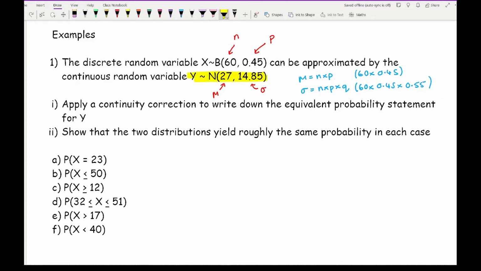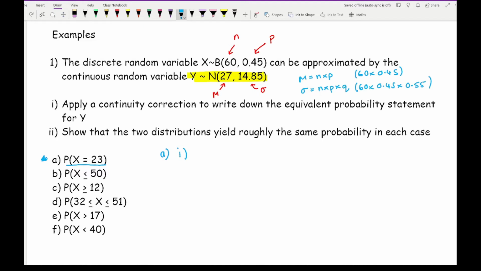Now in this question it says apply a continuity correction and write down the equivalent probability statements for y, and then the second part asks us to show that the two distributions yield roughly the same probability in each case. So let's have a look at what this means. I'm going to try and do these in different colours because in terms of space we are relatively limited. So in terms of A, all I want to do is convert this probability from binomial into a continuity correction.